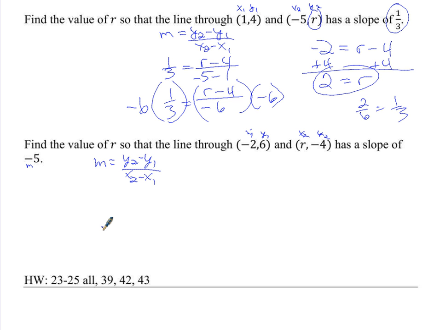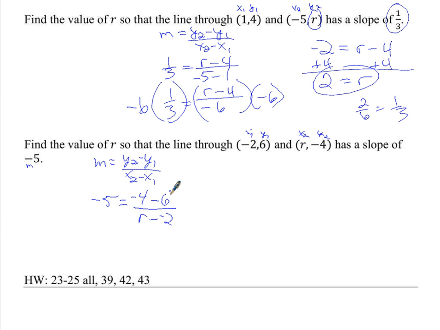Let's fill it in. What do I write? -5 for m equals y2 is -4 minus y1 is 6 divided by x2 is r minus, and then x1 is -2, so minus -2. Lots going on here, lots of negative signs, so be careful. Now what? I want to simplify this a little bit before I cross multiply. What's -4 minus 6?